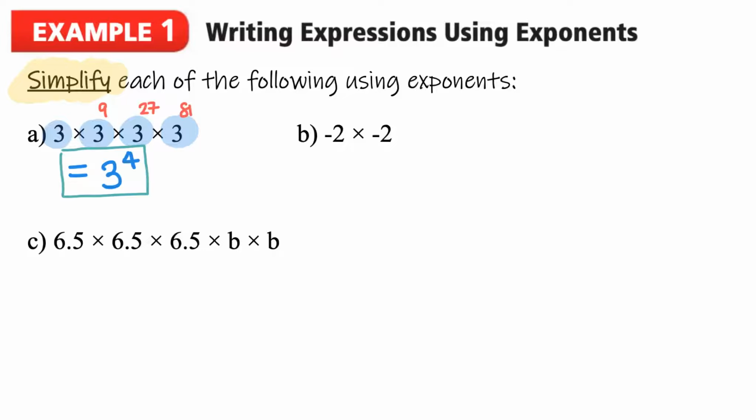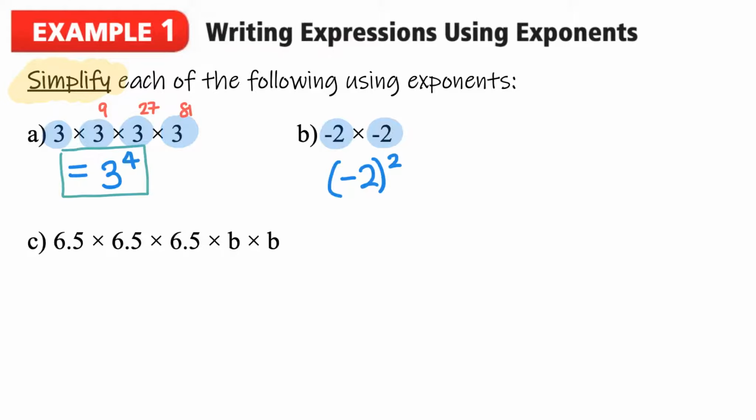So for letter B, we've got negative 2 times negative 2. So we've got negative 2 being multiplied by itself. So we have negative 2 to the power of 2. But notice I'm writing this negative 2 inside of parentheses. And the reason why I'm doing that is because we need to make sure that we know that it's the negative 2 that is being multiplied by itself.